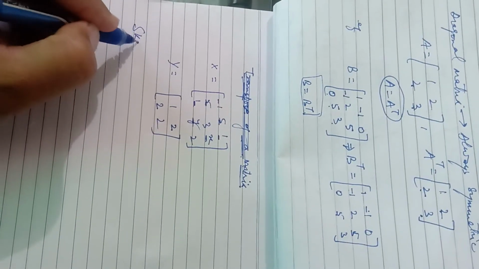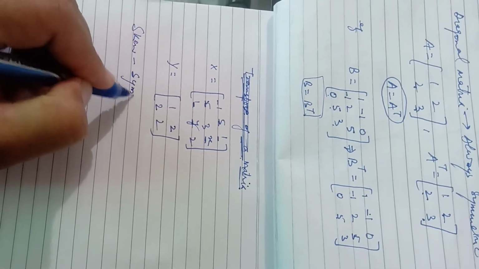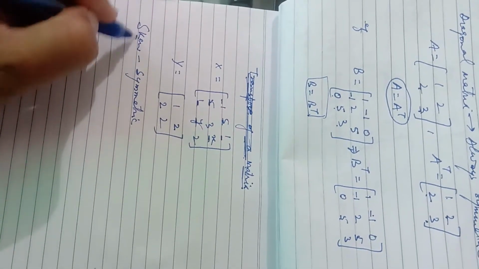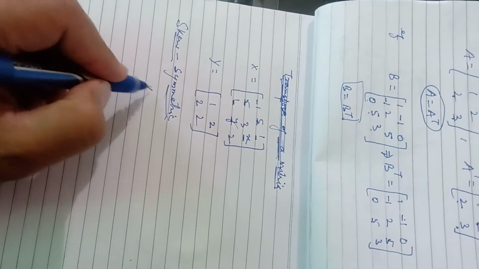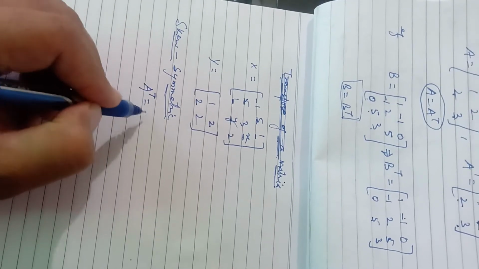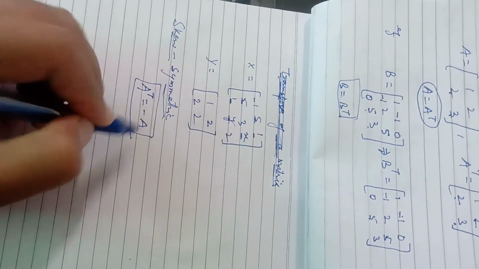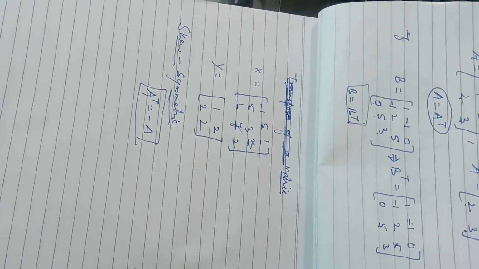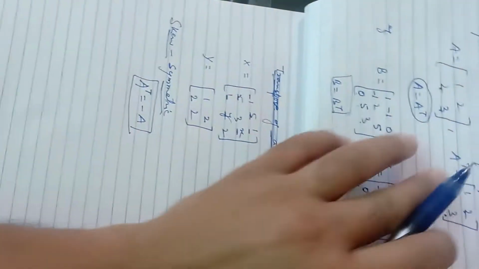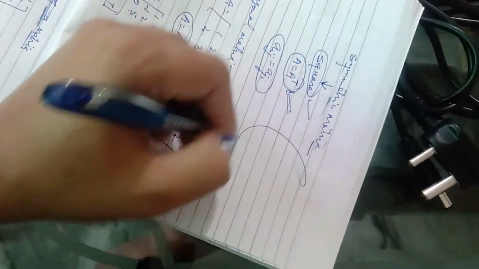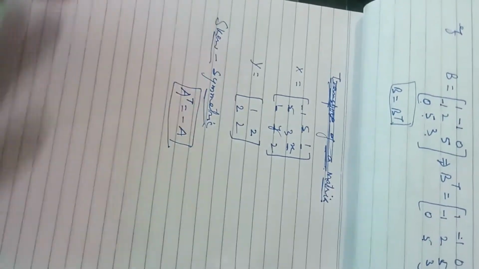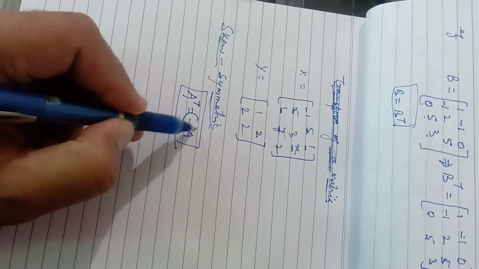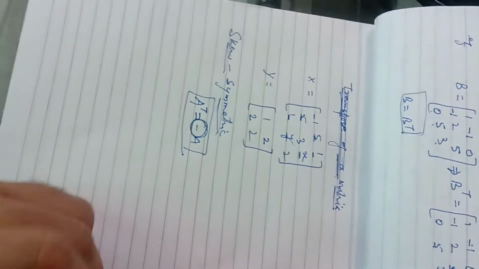Next is skew symmetric. So what is a skew symmetric matrix? A matrix is said to be skew symmetric if its transpose is equal to negative times the matrix, right? So what was a symmetric matrix? If we come back to symmetric, symmetric was if the transpose of the matrix is equal to the matrix. And what is a skew symmetric? If the transpose of the matrix is equal to minus times the matrix.